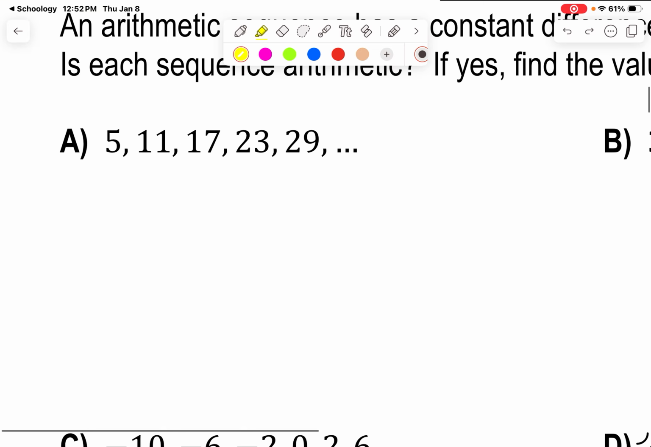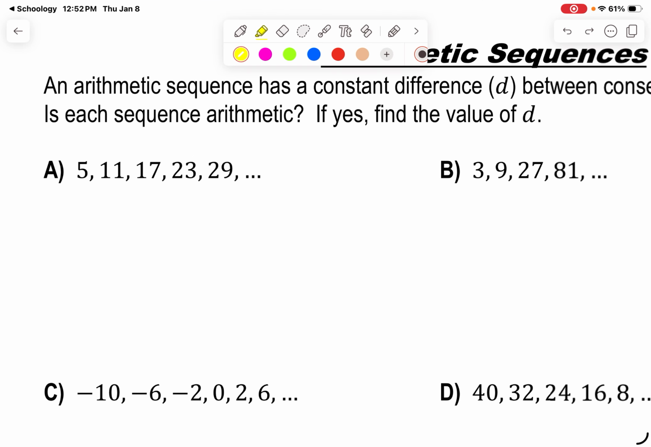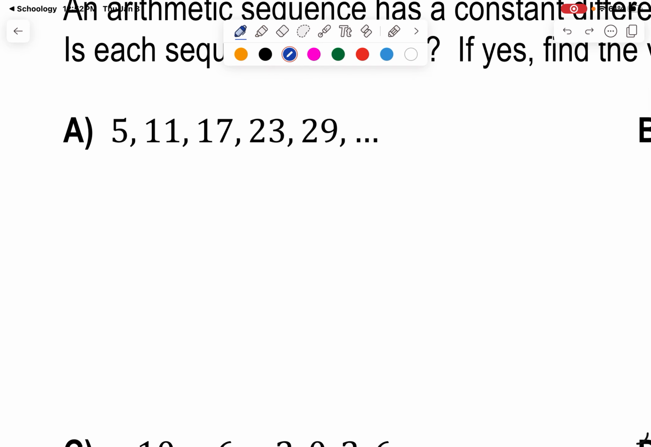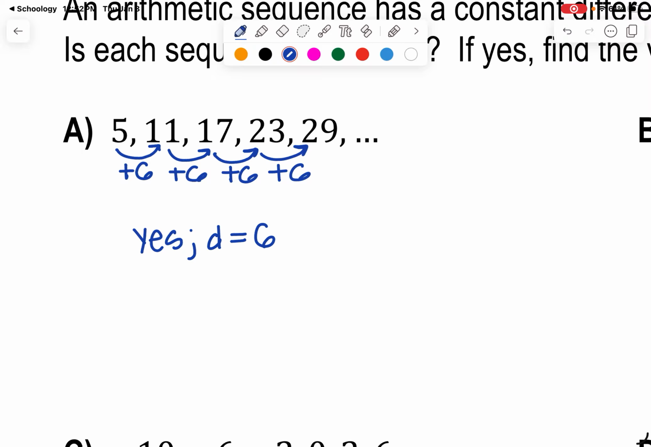All right, so let's look to see if these are arithmetic. It says if it is arithmetic, then find the value of D, which is the constant difference. So we are going to say, what do I need to add or subtract from 5 to get 11, which is 6. So if the plus 6 continues, then this is arithmetic. If it doesn't, then this is not arithmetic. So this is plus 6 here, plus 6, and plus 6. So yes, this is arithmetic, and then our constant difference D is positive 6, which is just 6.